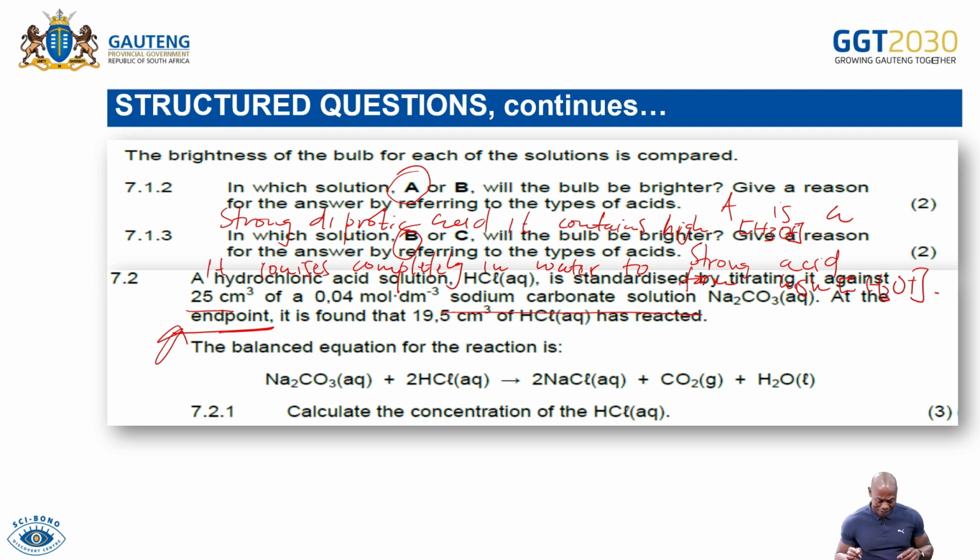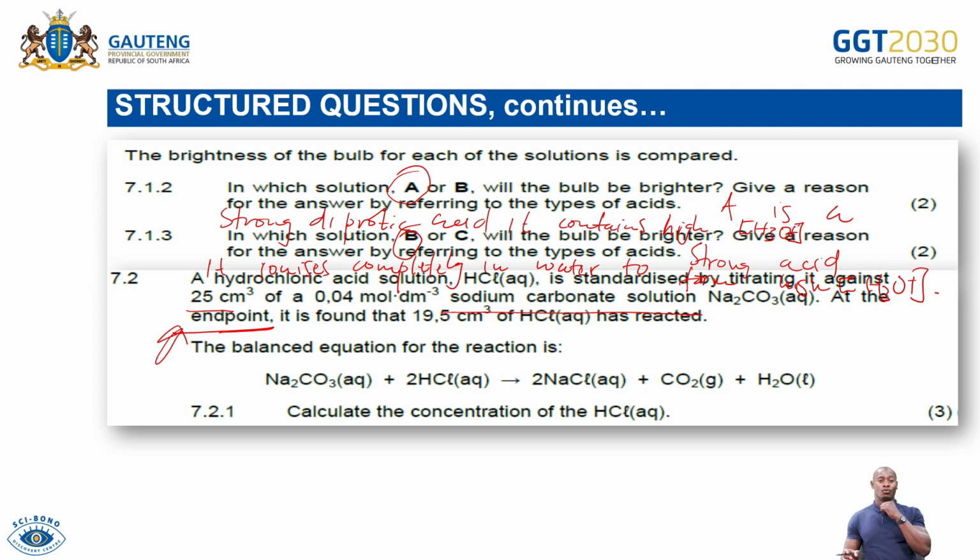For sodium carbonate, we have the concentration and the volume. Then at the end point, it is found that 19.5 cubic centimeters of hydrochloric acid has reacted. So it's only 19.5 at the end point that has reacted. They want us to calculate the concentration of the hydrochloric acid.